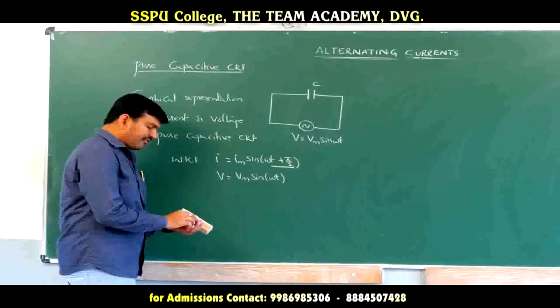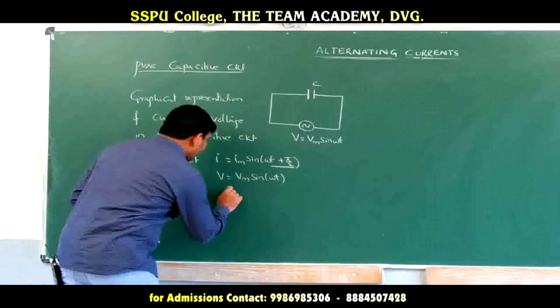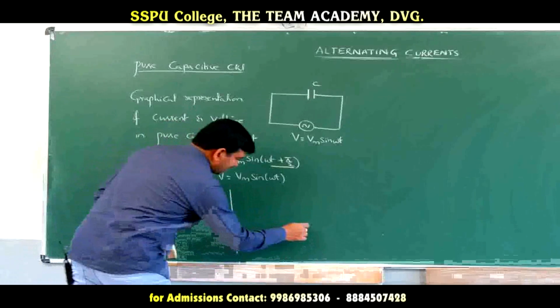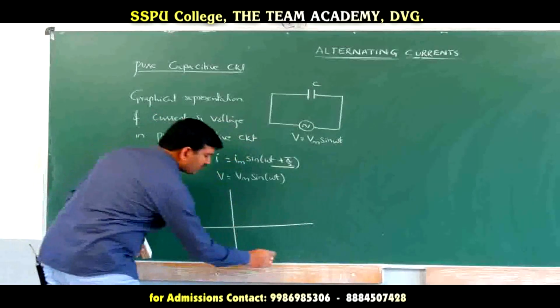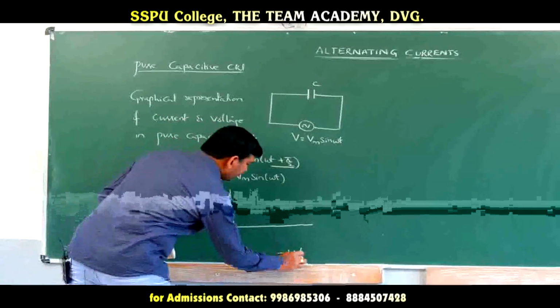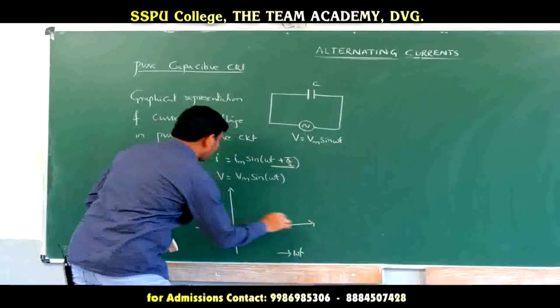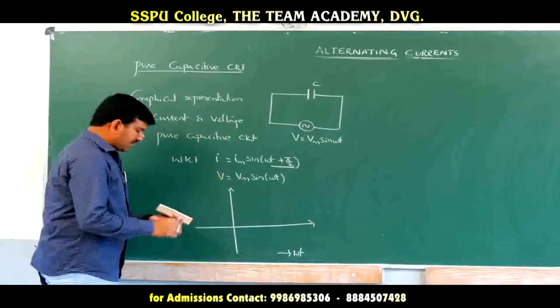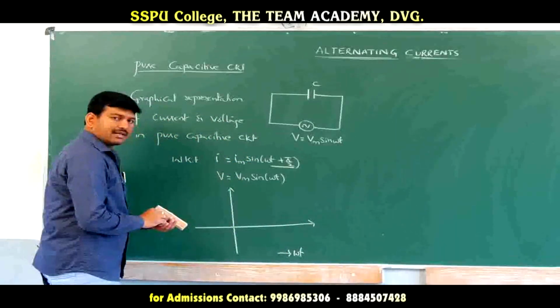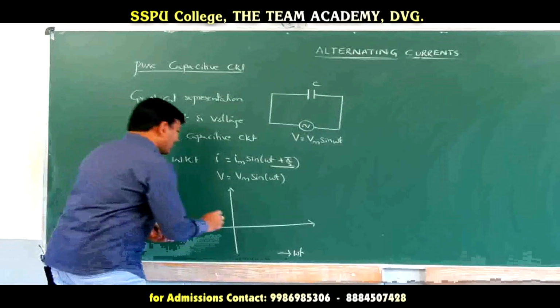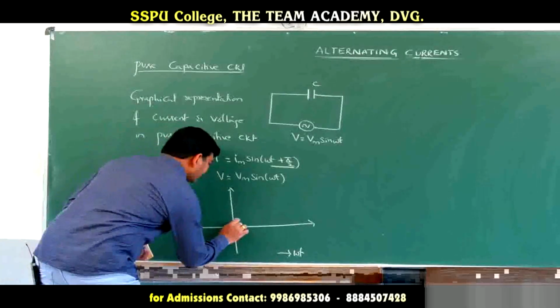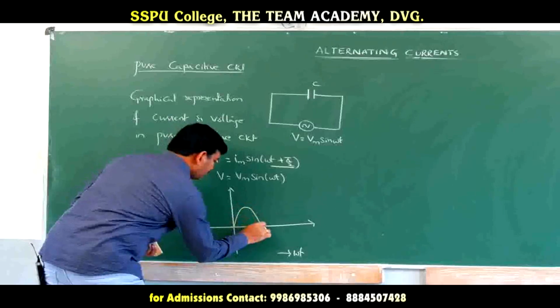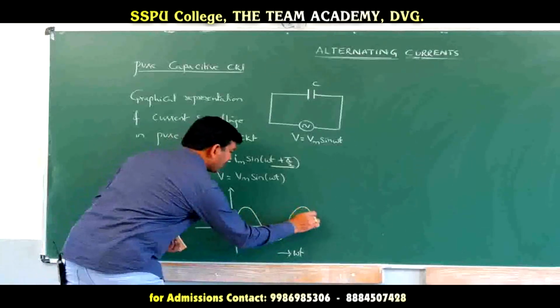First, graphically we will represent the variation of voltage with omega t. If you draw the variation of voltage with omega t, the graph is nothing but a sinusoidal function. V is equal to Vm sin omega t, therefore the graph is a sinusoidal function. So I am drawing it like this. This is how the voltage is varying.